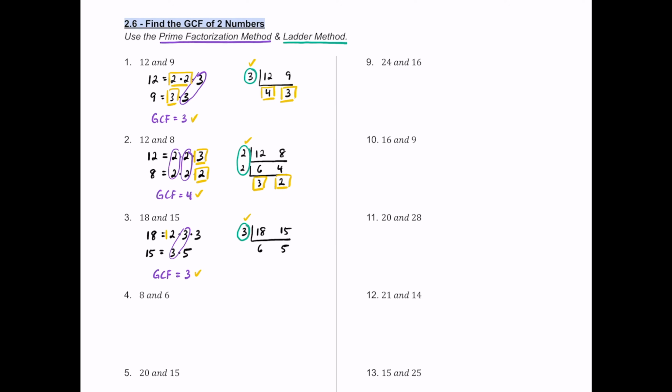And you can also notice here that the leftover numbers, 3 times 2, is going to be the 6 underneath the 18, and this 5 that's left is this 5 over here. So we can see some similarities.